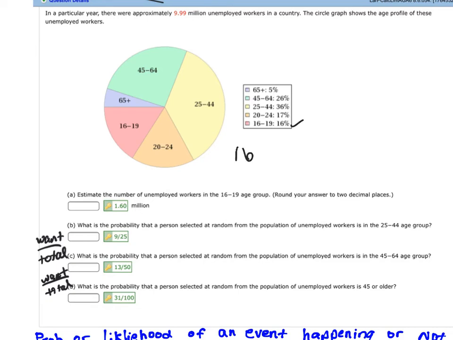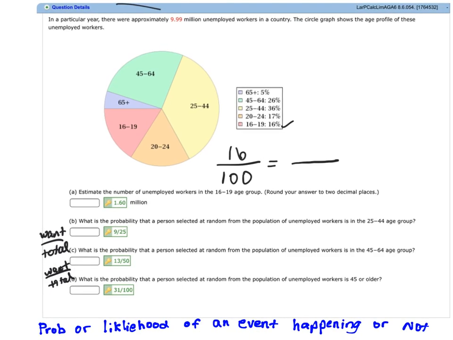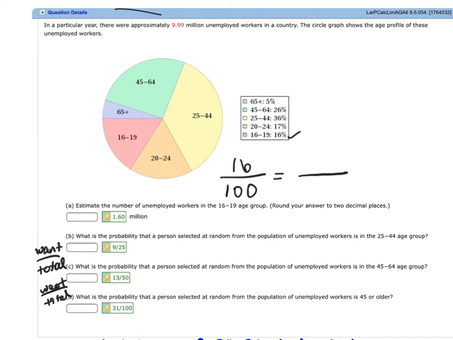16%. Well, what's the total percentage of anything? What's the highest you can get without getting bonus points? 100. So they want to know an actual number. I know that 16% is unemployed, so we're going to set up a little proportion. How many total people are we talking about? 9.99 million. Would you guys agree with me that 9.99 million is 100% of the population? Yes. Okay, so all we're doing here is setting up a proportion. I want to know what percent that is.